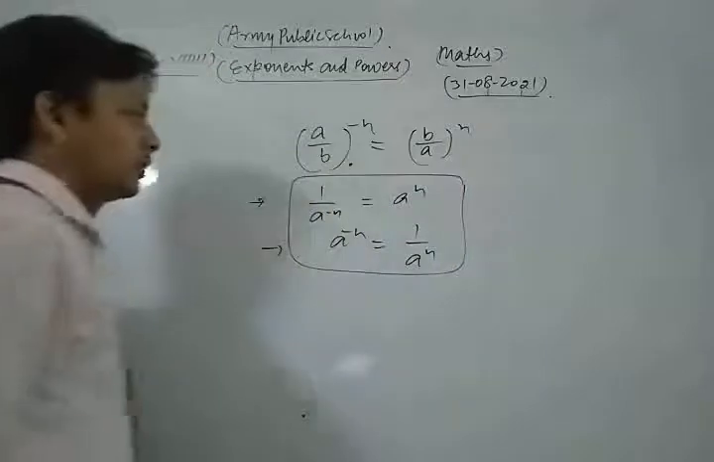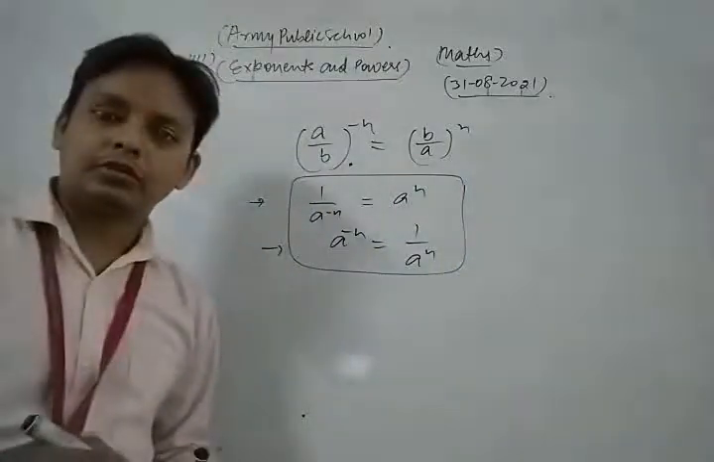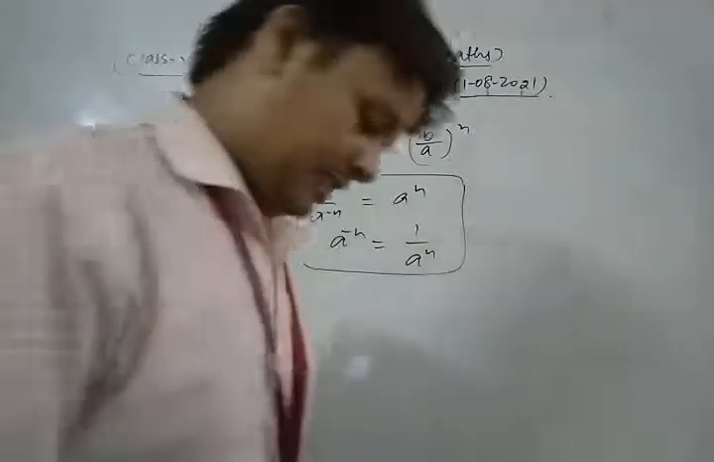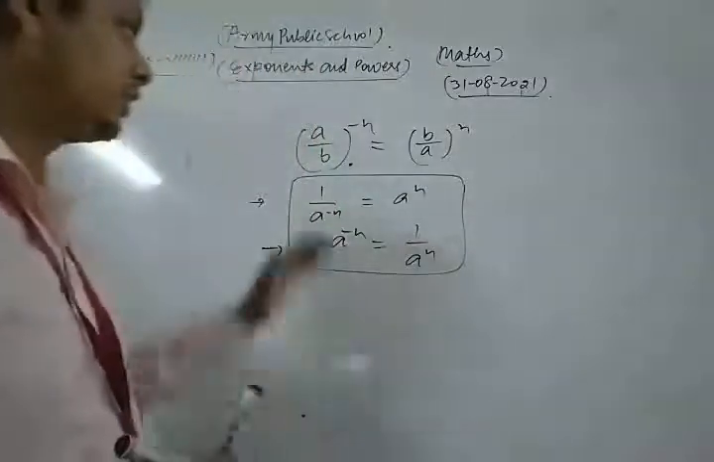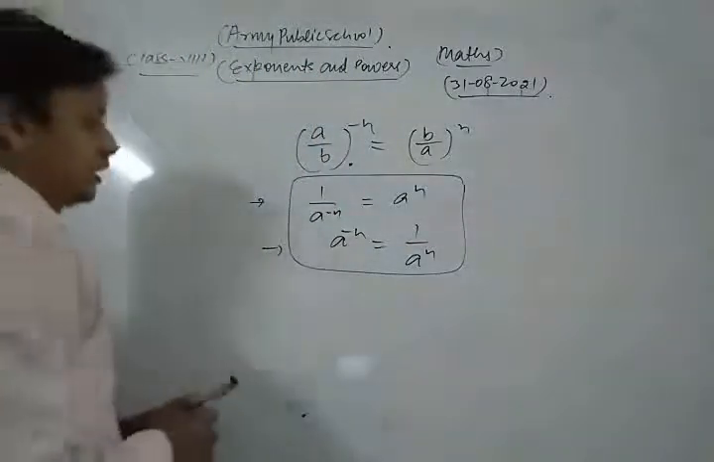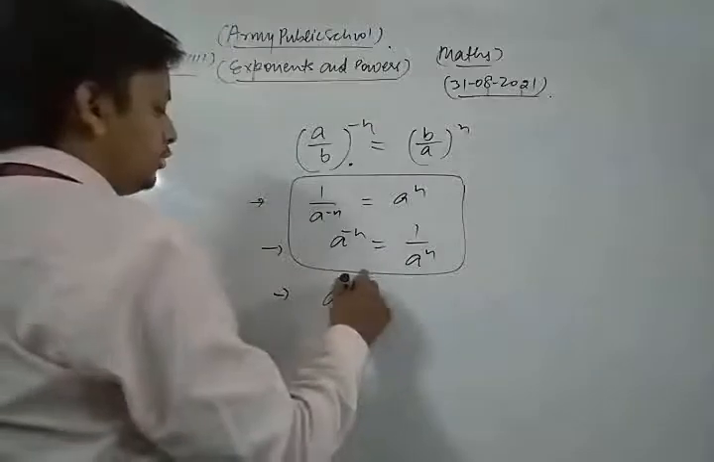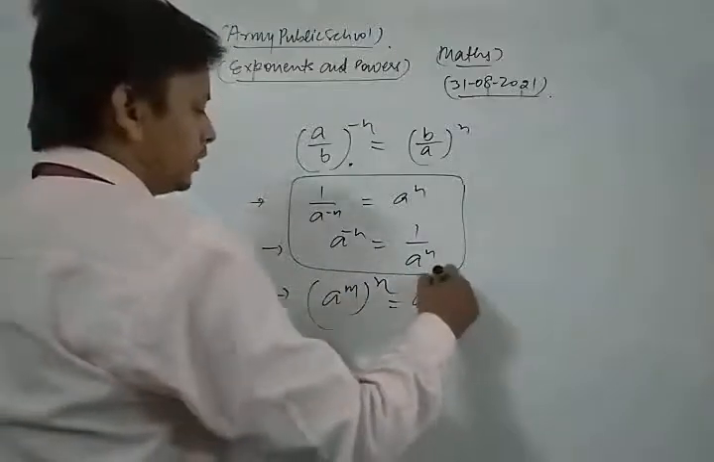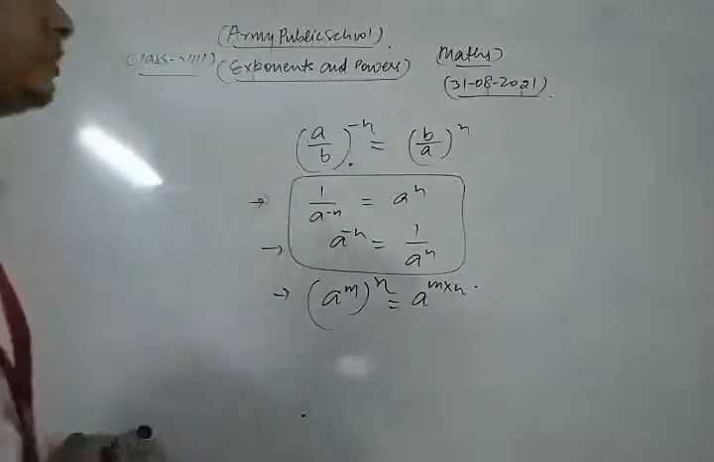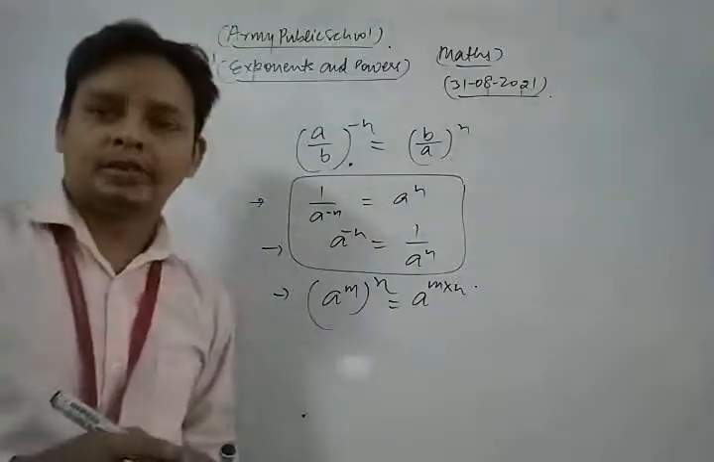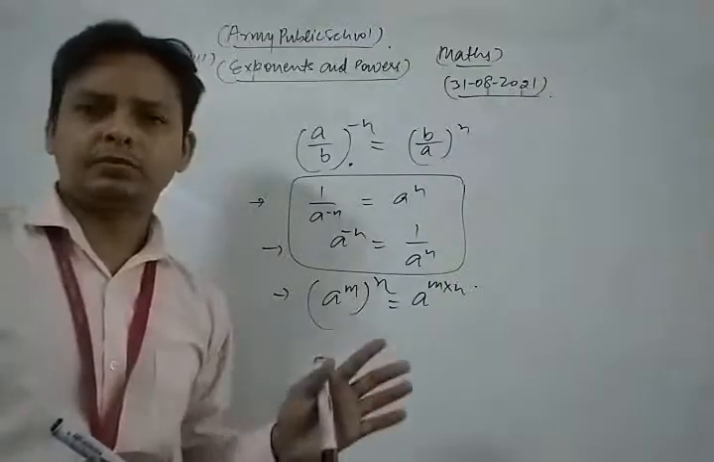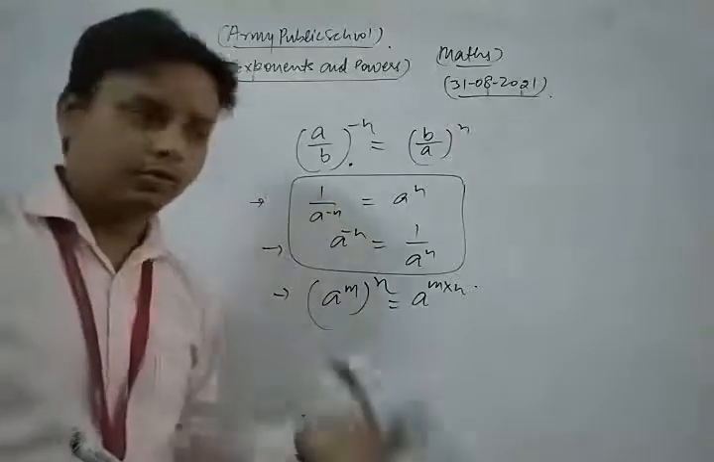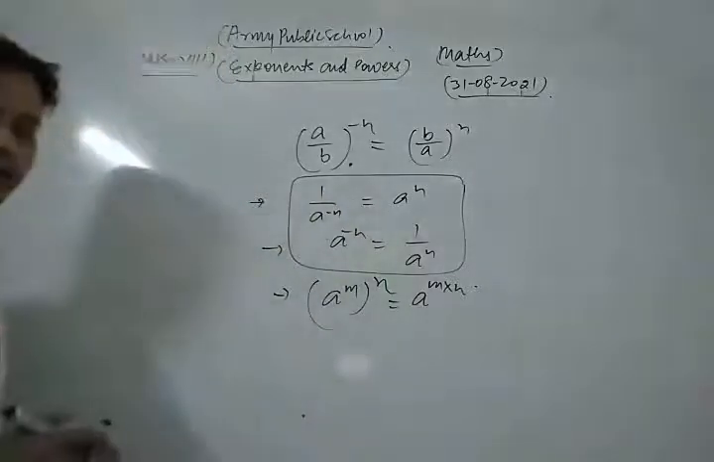So this is also an important concept related to exponents and powers, which was already discussed in previous classes. This is one of the most important concepts related to that chapter. And also if we have (a to the power m) to the whole power n, then we can write a to the power m into n. This is also a very important law of exponents. Now we take and solve some important questions based on these topics.